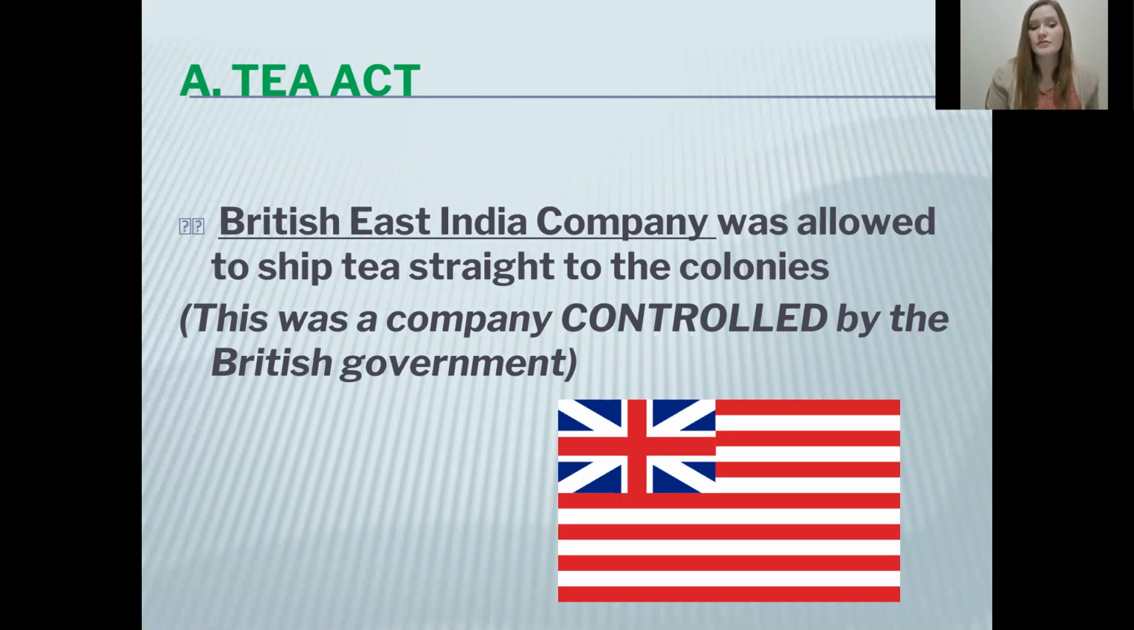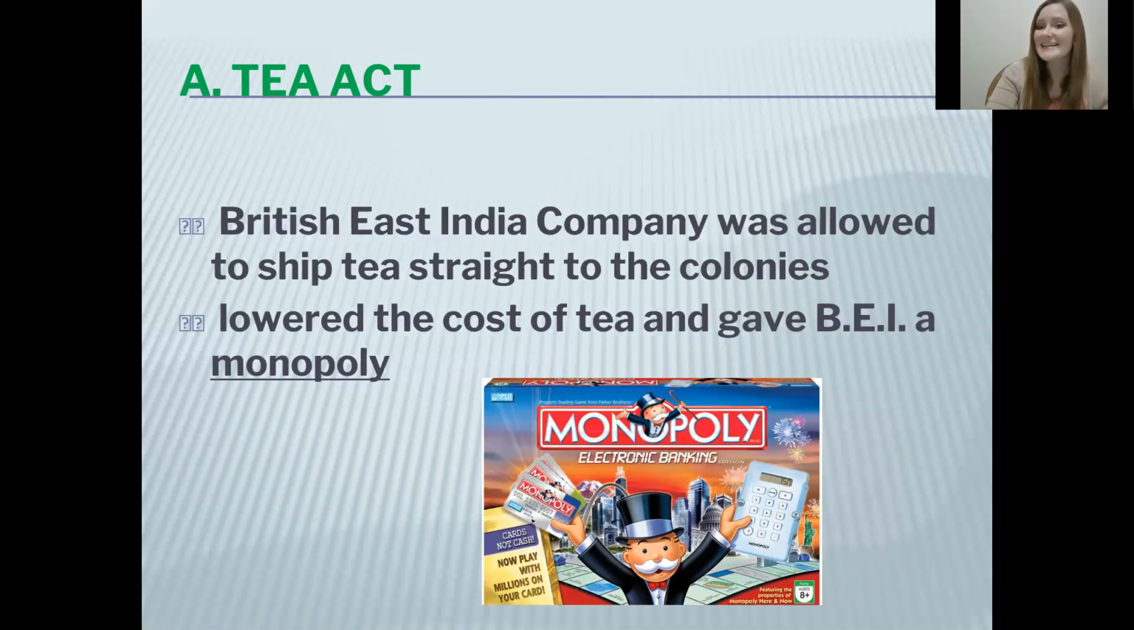They were allowed to ship their tea straight to the colonies instead of sending it somewhere else and having the colonies get it from them. So the British government controlled the entire process. They set it up so that they were going to cut out the middleman, which made it easier financially for them, but it shook things up for the colonists in a way that they didn't expect.